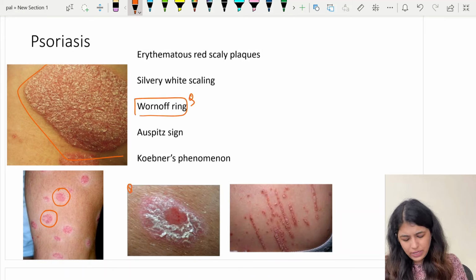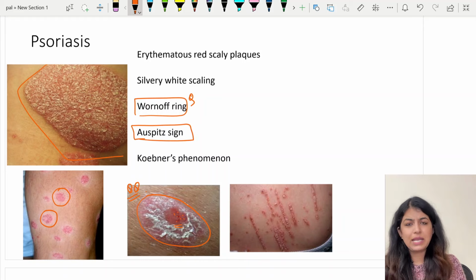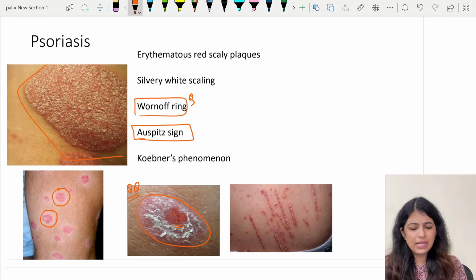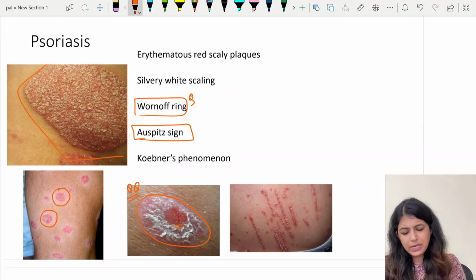And again a very important image-based question here is this. You see that it is a red plaque with silvery white scaling. In the center there is an erosion. In the erosion you see multiple pinpoint bleeding spots. This is called the Auspitz sign. On the Grattage test, that is scratching of a psoriatic lesion with a slide, you see this pinpoint bleeding, which is called the Auspitz sign.